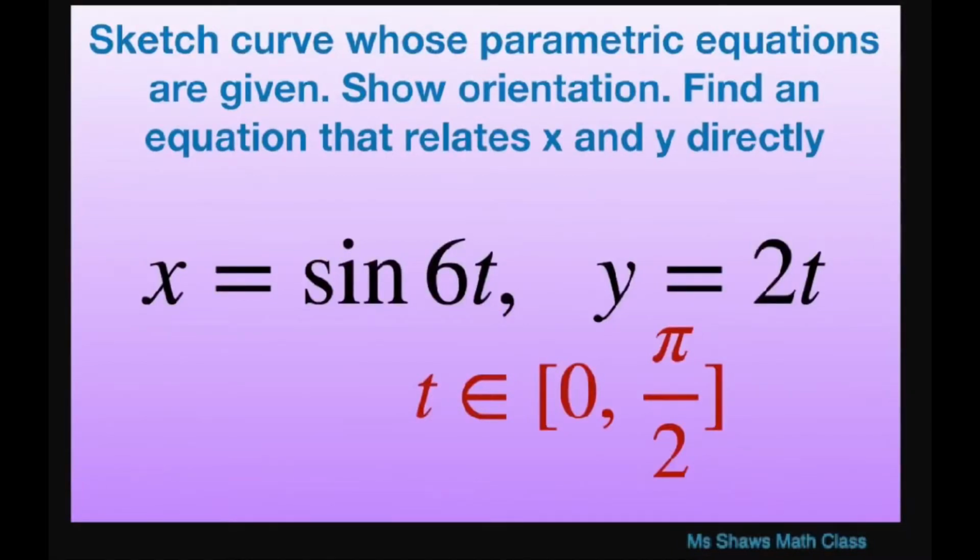Everyone, we're going to sketch a curve whose parametric equations are given. x equals sine of t and y equals 2t. Our t is in the interval of 0 to pi divided by 2. We're going to show the orientation and find an equation that relates x and y directly.